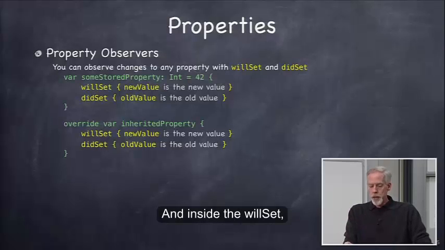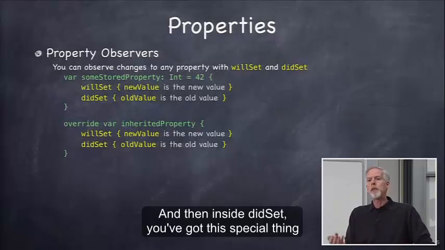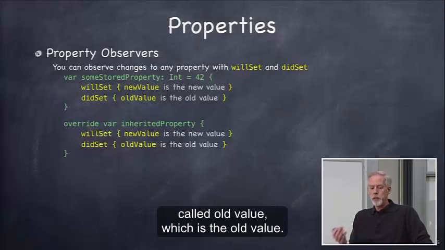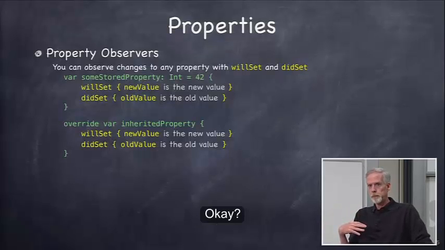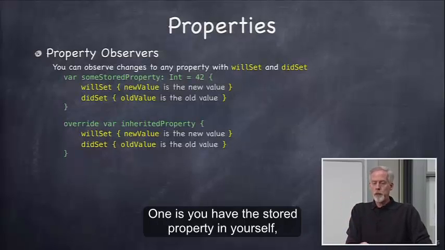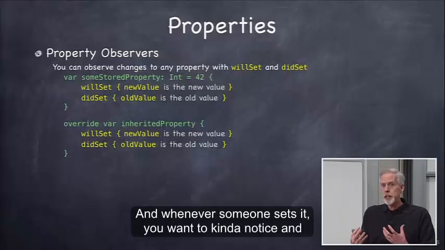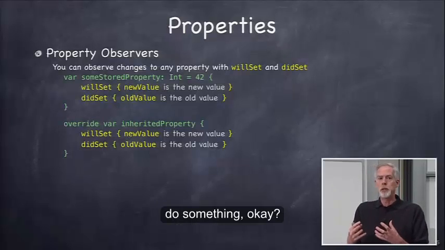Inside the will set, you've got this special variable called new value, which is going to be the new value that's going to be set. And inside did set, you've got this special thing called old value, which is the old value. Now, you use this in really two cases. One is you have a stored property in your class, and whenever someone sets it, you want to notice and do something.